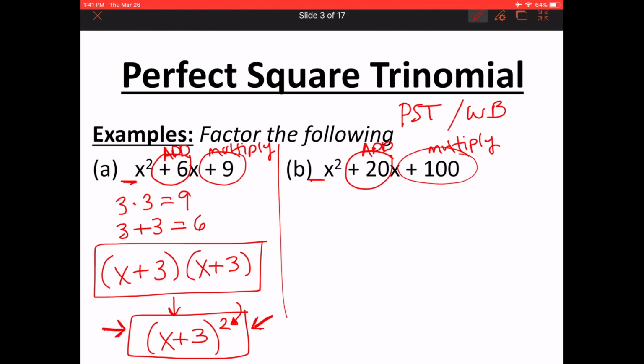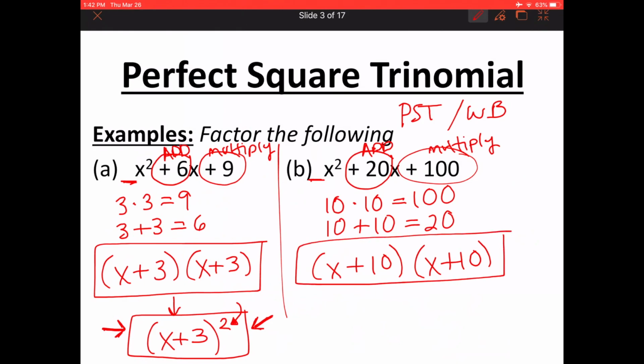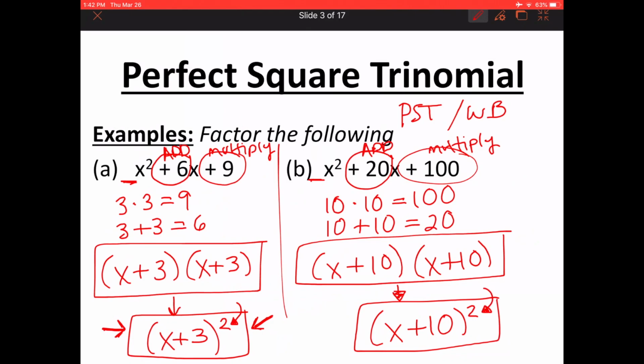For example B, again, I want two numbers that add up to 20 and multiply to 100. My numbers are going to be 10 and 10, because 10 times 10 gives me 100, and 10 plus 10 gives me 20. I'm sorry, I forgot a 0 there on 100. Now I'm going to write my factors, x plus 10, x plus 10. Just like in example A, my factors are identical, so I'm going to rewrite these factors as x plus 10 squared, the squared just meaning that the same exact factor shows up twice.